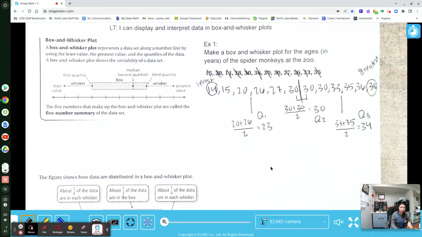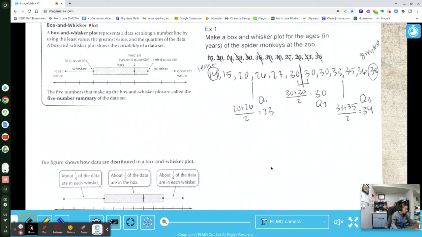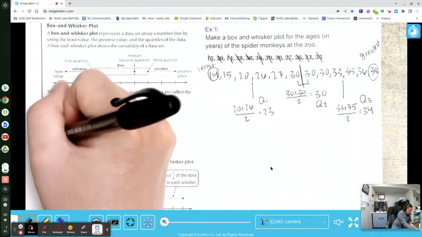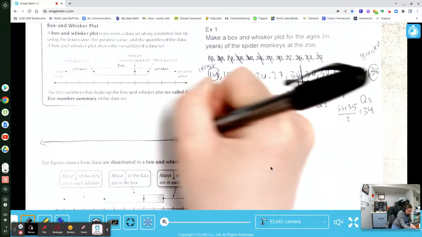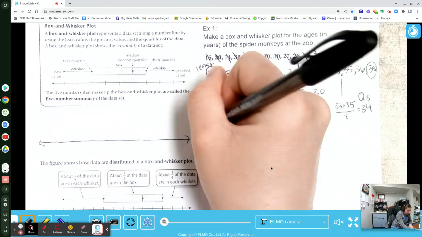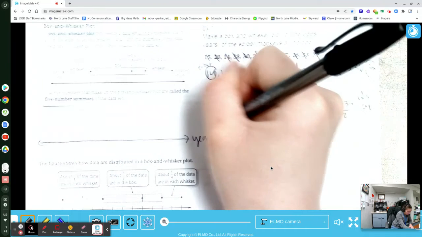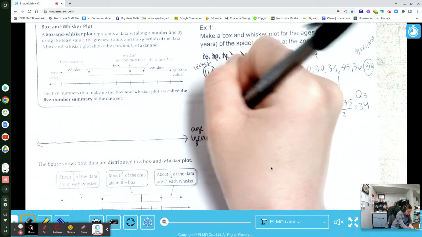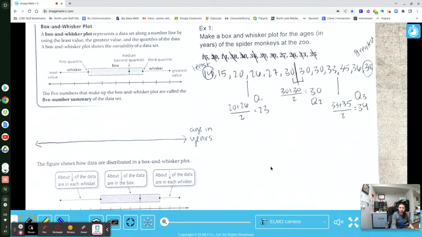Now I need to actually use these to make my box and whisker plot. So a box and whisker plot appears above a number line. So we're going to draw a number line first. And on the number line, I'm going to label it age in years, because that's what these numbers are representing.